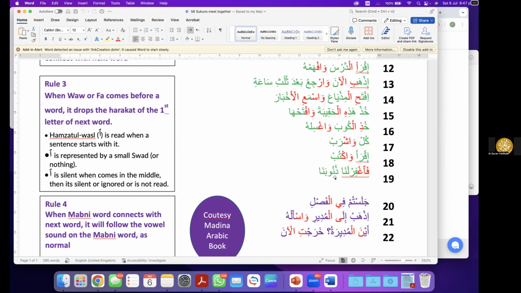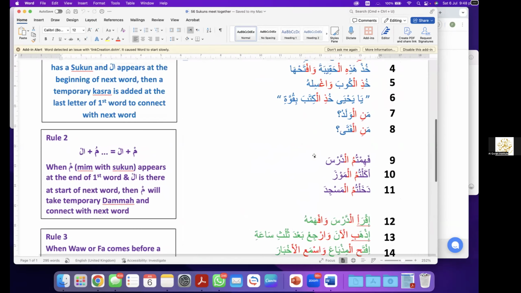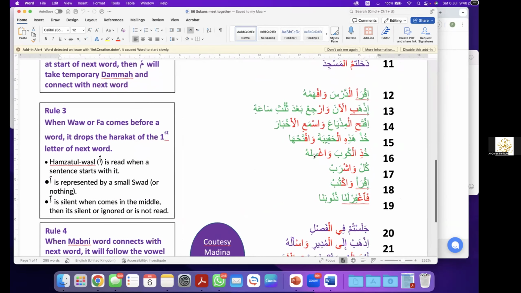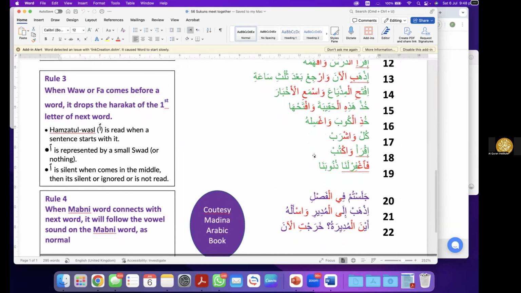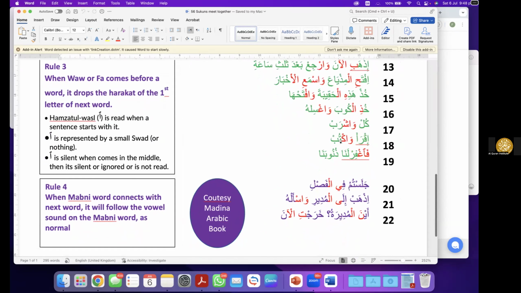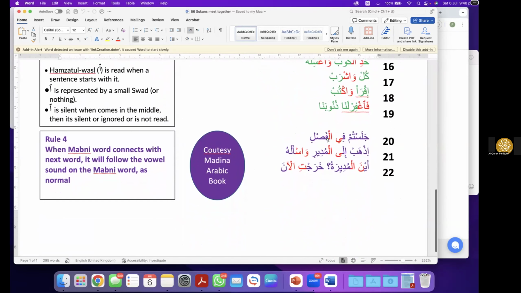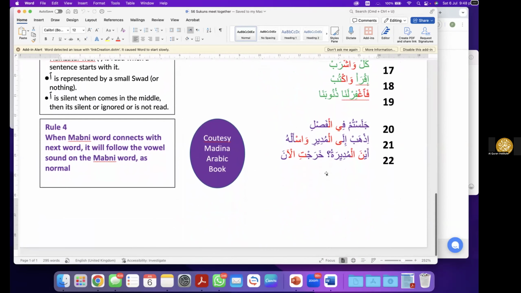The top ones, the letter waw or fa coming before it, drops the haraka. Correct. Again, it is something very common. Everybody is familiar with that. Rule 4. Again, little importance here. This is slightly different.